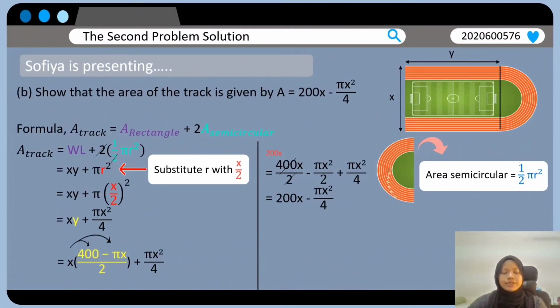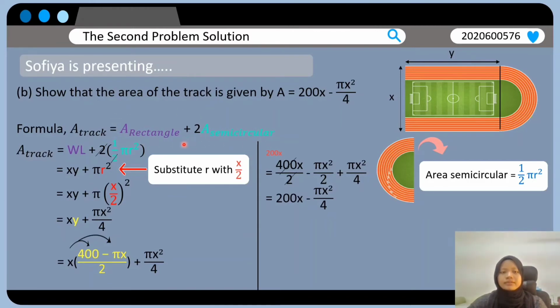So let's see question B. Show that the area of the track is given by A equals 200x minus pi x squared over 4. So here we need to show the answer to be like this one. The first step is we must know the formula of the area of the track. The formula of the area of the track is the area of the rectangle plus 2 areas of the semicircle.